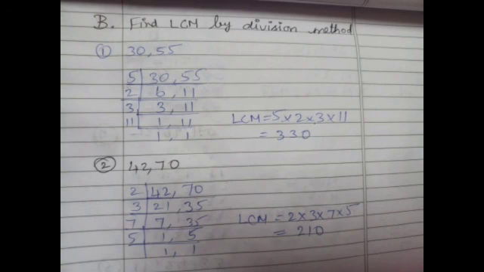For the next sum, 42 and 70, both will come in the 2 table. So 21 times 2 is 42, 35 times 2 is 70. Next, 21 and 35: 21 will come in the 3 table, 7 3s are 21, and 35 will not come in the 3 table, so you can bring it down as it is. Next, 7 table: 7 ones are 7, and 35 will come in the 7 table, 5 times. Next, 5 table, 1 time. So the prime factors are 2 into 3 into 7 into 5. So the LCM is 210.